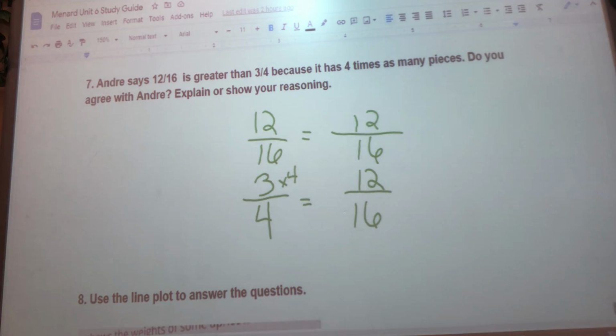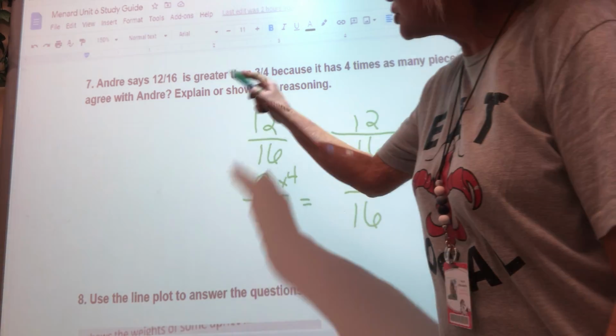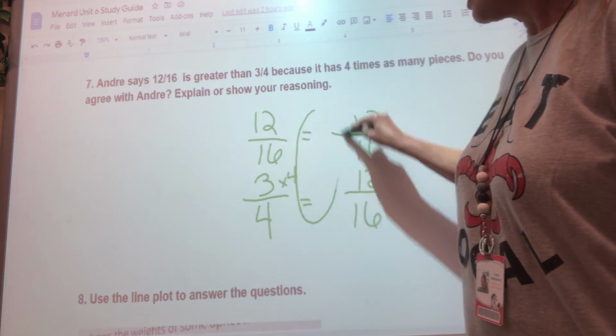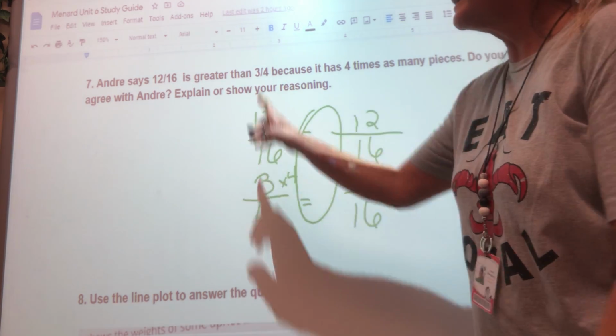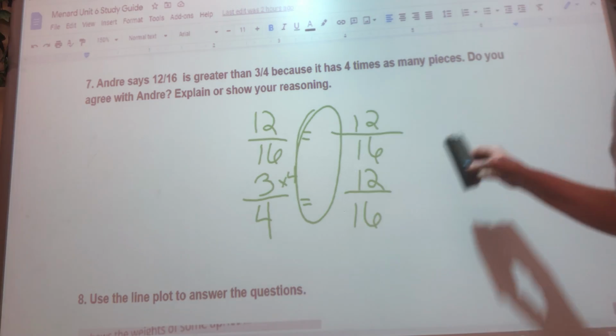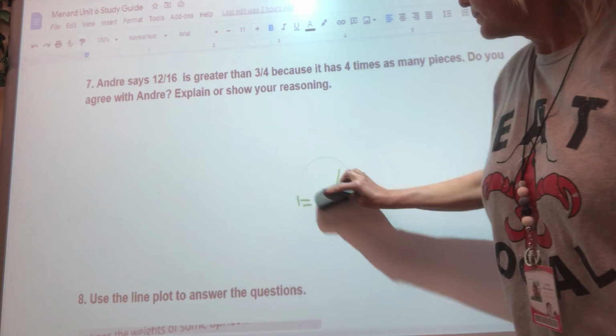Was Andre right? Yes. Wait, I know. No, they're equal. They are equal. Andre is not right. He said it was greater than 3/4, but it's not. He's incorrect.